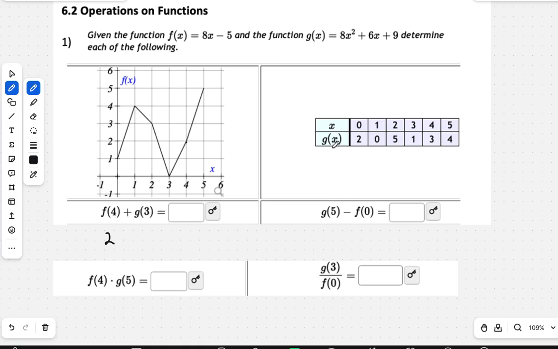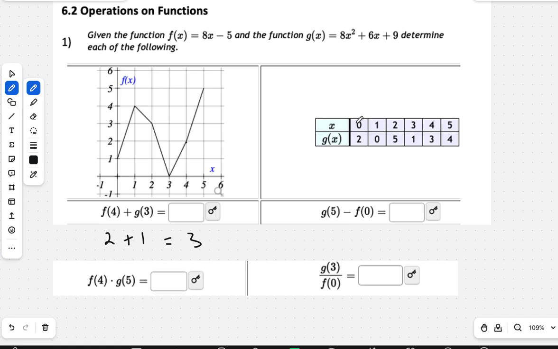So then we have to come over to this table, it's labeled g of x. So when I put 3 in, the output is 1. And so 2 plus 1 would equal 3. So very similar to what we were doing last section, but just extended a bit in this case, with a little bit of algebra at the end.